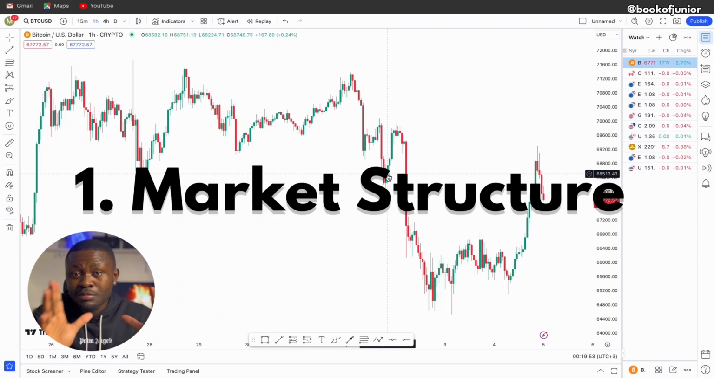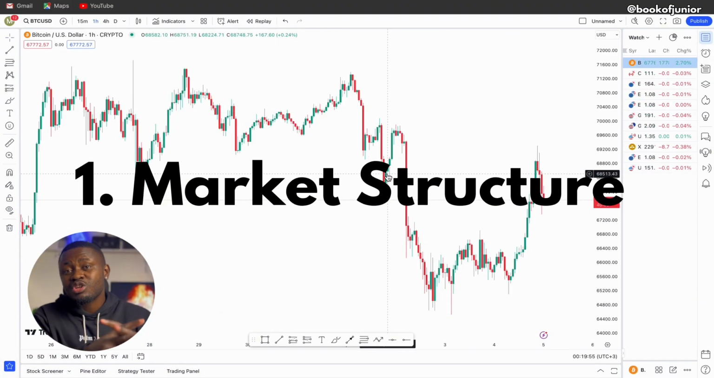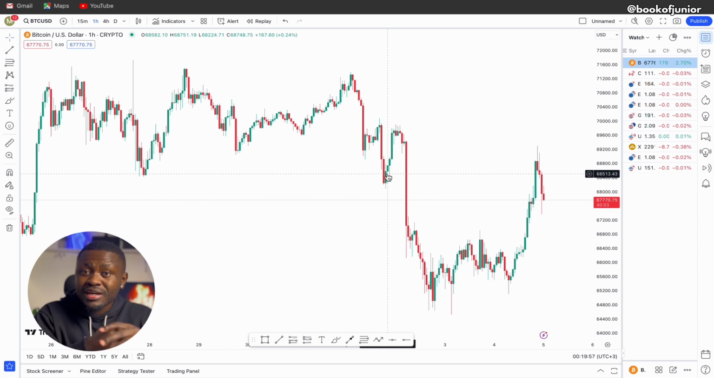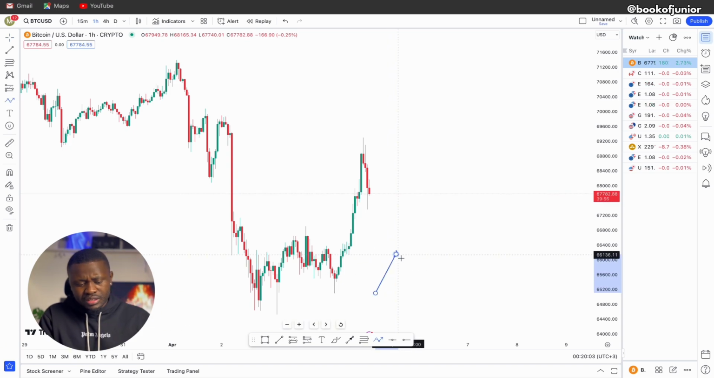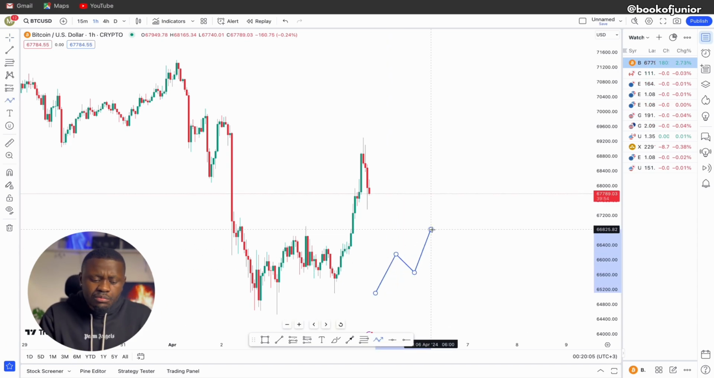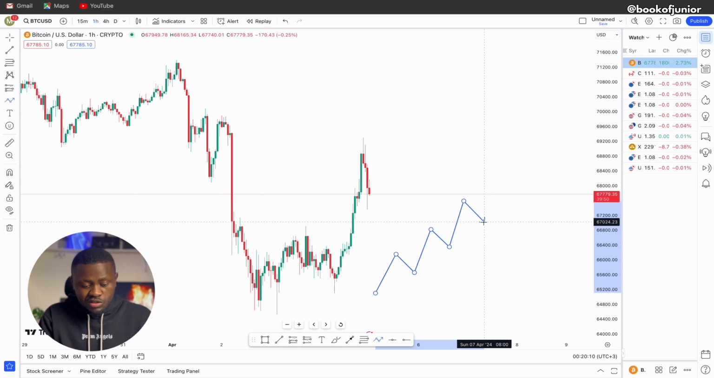So let's jump onto our chart. First step is always understanding market structure. Market structure has only 3 components: we have the uptrend market, downtrend market, and the sideways market. Now, this is what you have to understand, guys. Anytime price is moving in an upward way like this, as you can see, this is an uptrend giving us higher highs and higher lows.